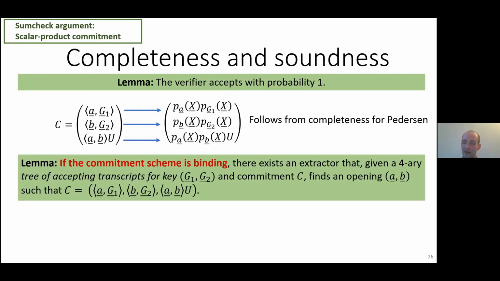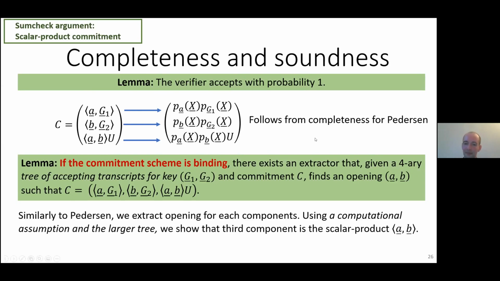And for soundness, this is interesting because qualitatively we get a slightly different result to what we had for Pedersen commitments. So for Pedersen commitments, to get knowledge soundness, we didn't need to use any additional properties. We just needed a tree of accepting transcripts and no computational assumptions. But actually for the scalar product commitments, we need to use the binding property of the commitment scheme. And we actually need to use a 4-ary tree of accepting transcripts instead of a 3-ary tree.